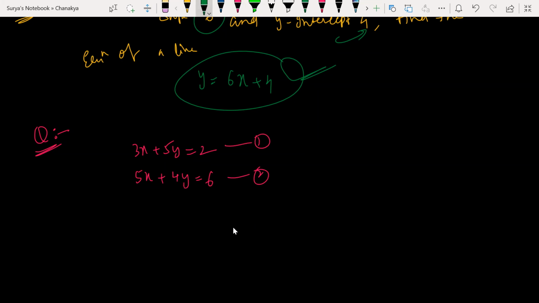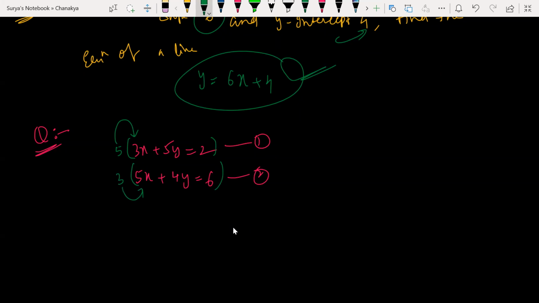Listen to me carefully. If I multiply the first equation with what constant, what number, so that both equations will get tallied? Look at this here. Can I multiply the first equation with 5, and can I multiply the second equation with 3? Why? Because 3 into 5 is 15, and 5 into 3 is 15. Yes or no? Clear?